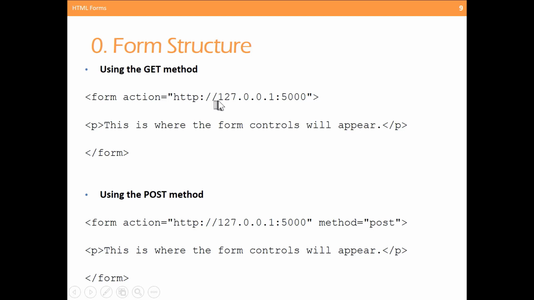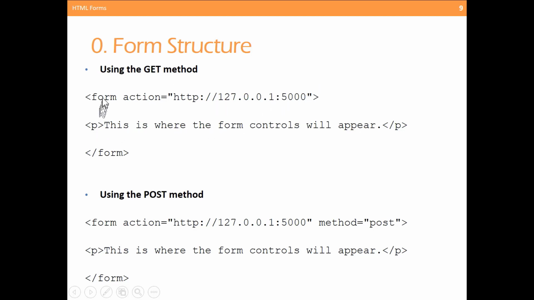Now, here, http://127.0.0.1 at this port 5000. This is actually the location of the server. For the time being, you can just ignore this. Just remember that form action has to be sent to a particular server at a certain port.